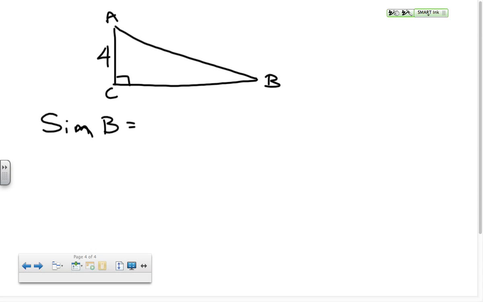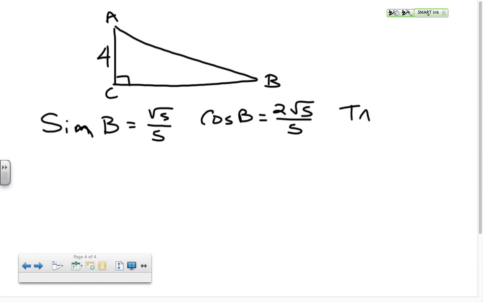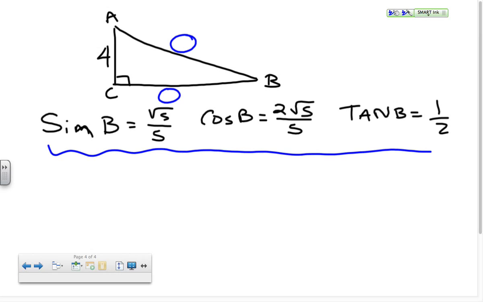So the sine of B is square root of 5 over 5. Cosine of B is 2 square root of 5 over 5. And the tangent of B is 1 over 2. Now I would recommend, if you were doing this, to draw another triangle. What we're actually looking for here is the other sides. We want to know AB and BC. But if you'll notice in all of this, there's not a 4 in there, not even once.